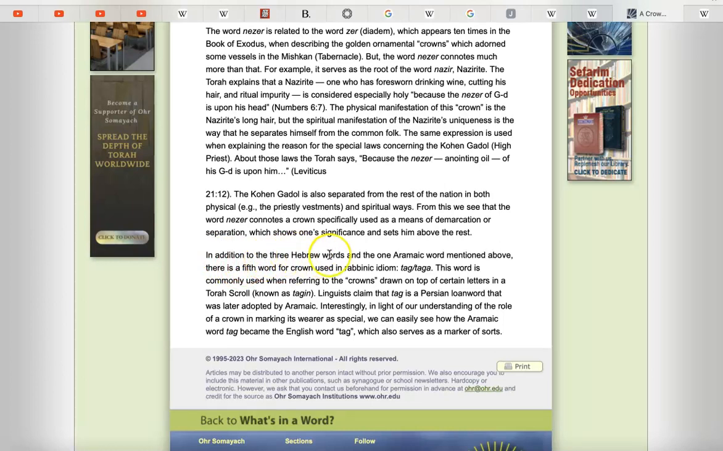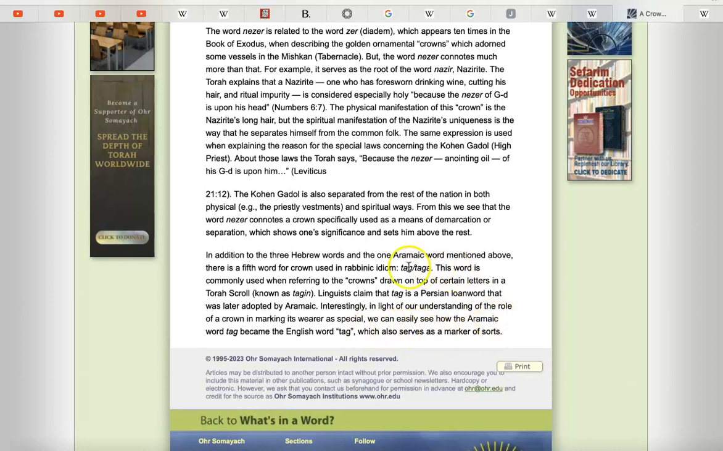In addition to the 3 Hebrew words and the 1 Aramaic word mentioned above, there is a 5th word for crown used in rabbinic idiom, tag or taga. The word is commonly used when referring to the crowns drawn on top of certain letters in a Torah scroll, known as tagin. Linguists claim that tag is a Persian loan word that was later adopted by Aramaic. Interestingly, in light of our understanding of the role of a crown in marking its wearer as special, we can easily see how the Aramaic word tag became the English word tag, which also serves as a marker of sorts.